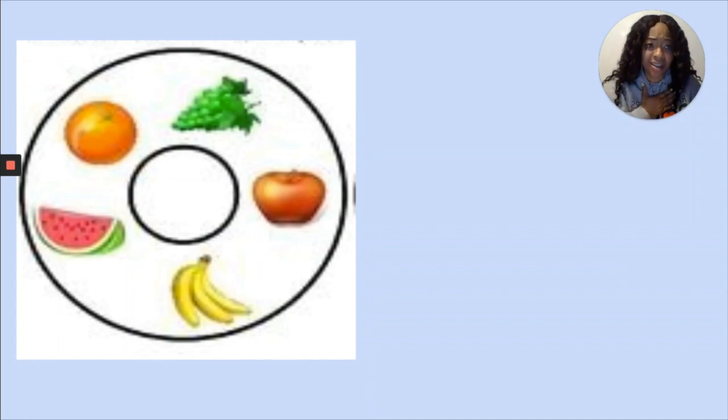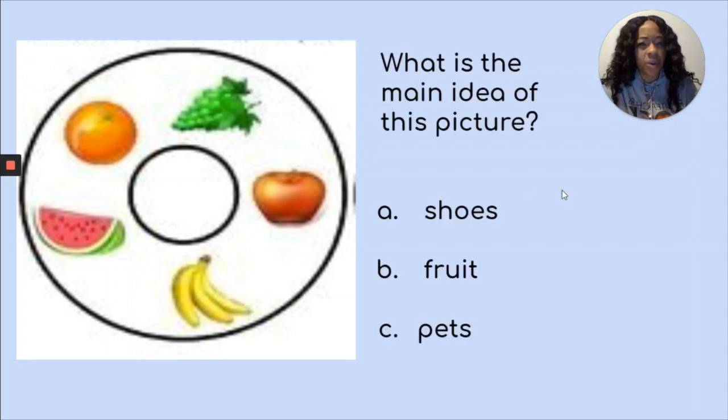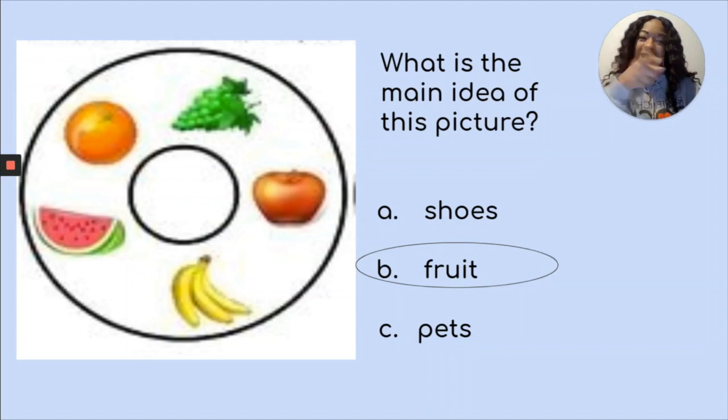My stomach just started growling. Did anybody else's? Whew. Look at these items here. We have some green grapes, an orange, a piece of watermelon, some ripe bananas, and a delicious red apple. If we look at this picture, what is the main idea? Is it shoes? Is it fruit? Or is it pets? Wait, what was that you said? Did you say fruit? Kiss your brains because they worked. Mwah.